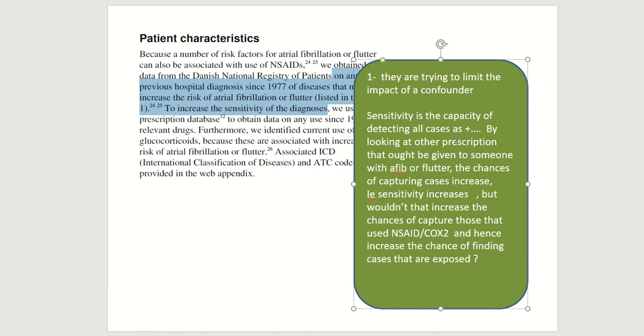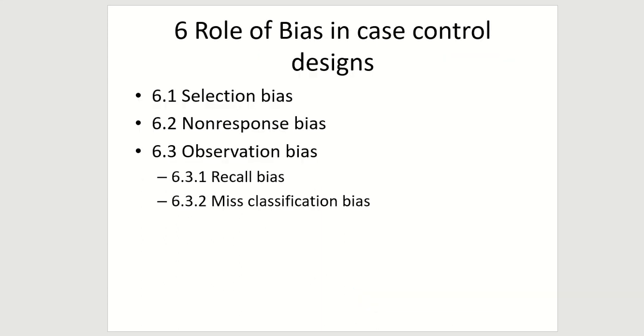Okay, so sensitivity is the capacity of detecting, like I explained to you, by looking at other prescriptions that ought to be given to someone with AFib or flutter. The chance of capturing cases increases, i.e. the sensitivity increases, but wouldn't that increase the chance of capturing those that used NSAID and COX-2, and hence increase the chance of finding cases that are exposed? And I'm asking more questions than I'm giving you answers.